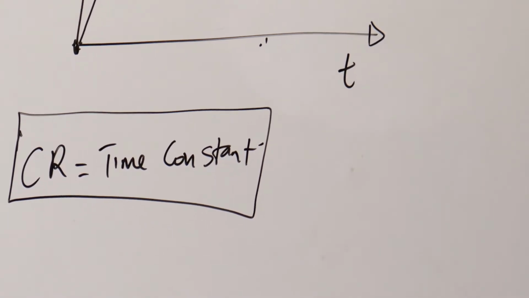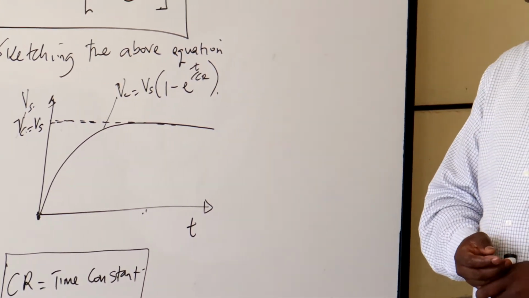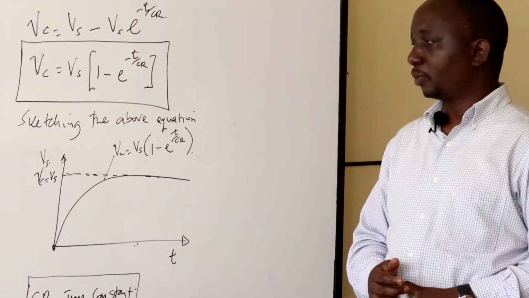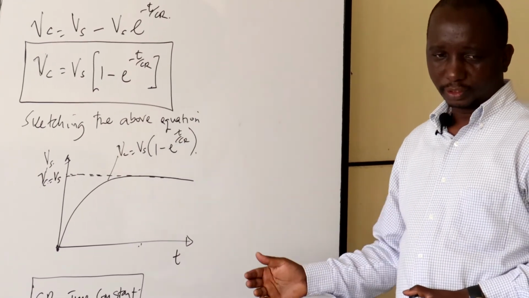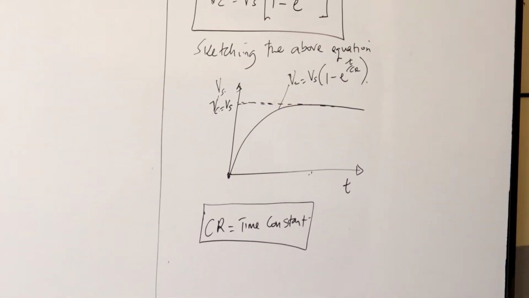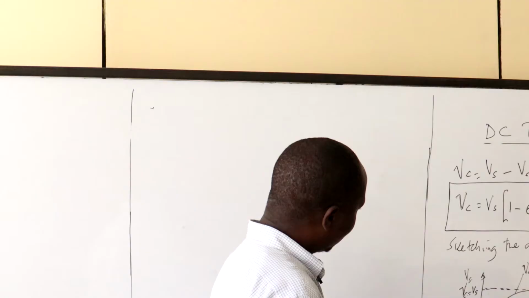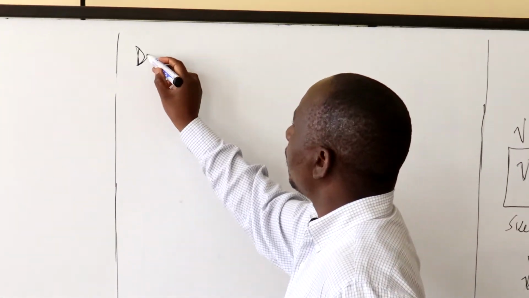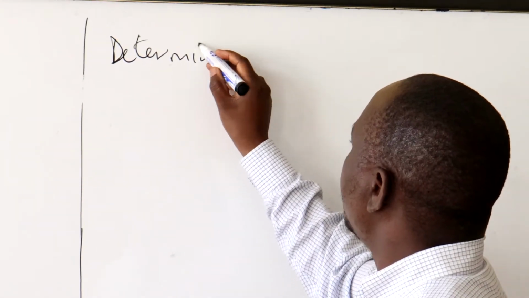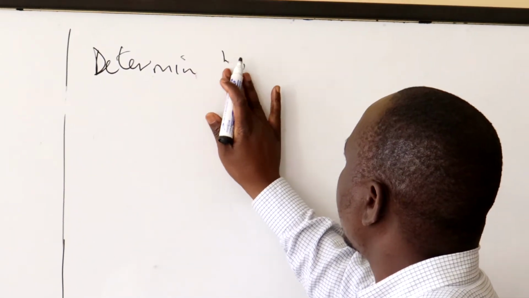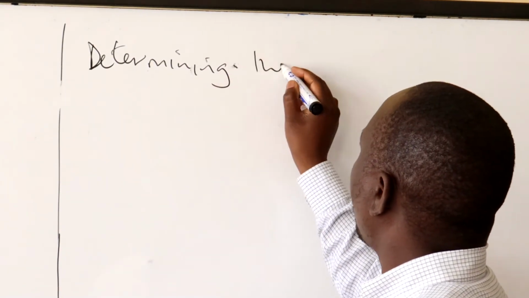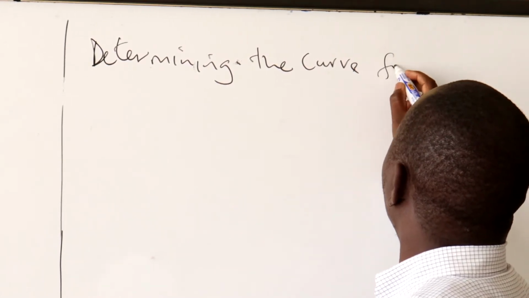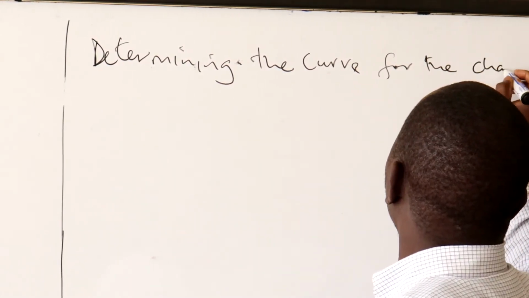So we are also supposed to get the value of the voltage across the resistor. This is the voltage across the capacitor, but we're supposed to get the voltage across the resistor and also the current. So sketching here, determining the curve for the charging current.